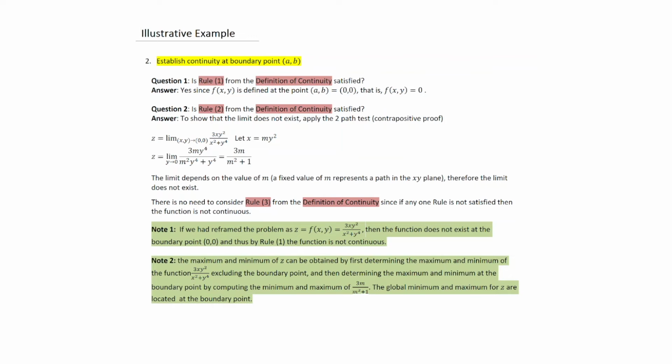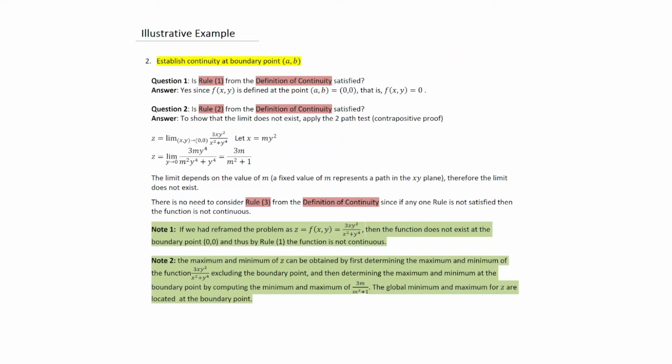Just out of curiosity, if we had reframed the problem as z is f(x, y) equals 3xy squared divided by x squared plus y to the fourth, without basically imposing a condition at (x, y) equals (0, 0), then the function does not exist at the boundary point (0, 0), and thus by rule 1 the function is not continuous. Okay, so this now goes back to a comment I made earlier about the range of the function. How do we determine what the range is?